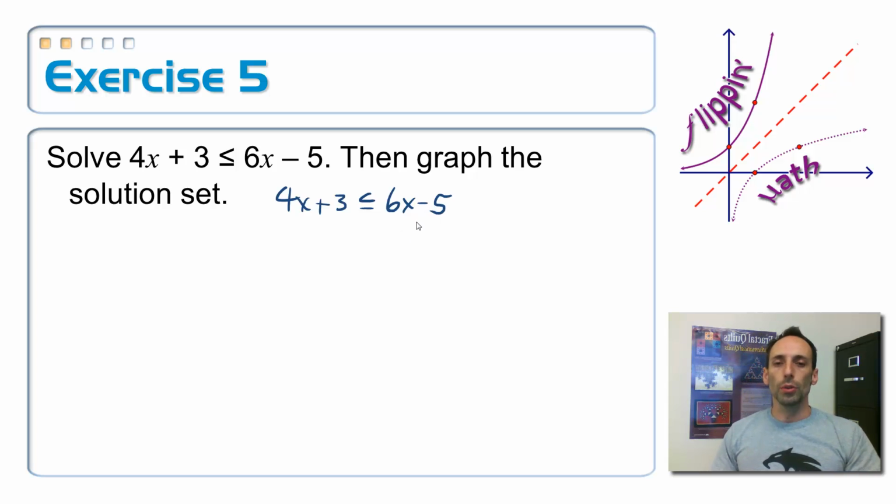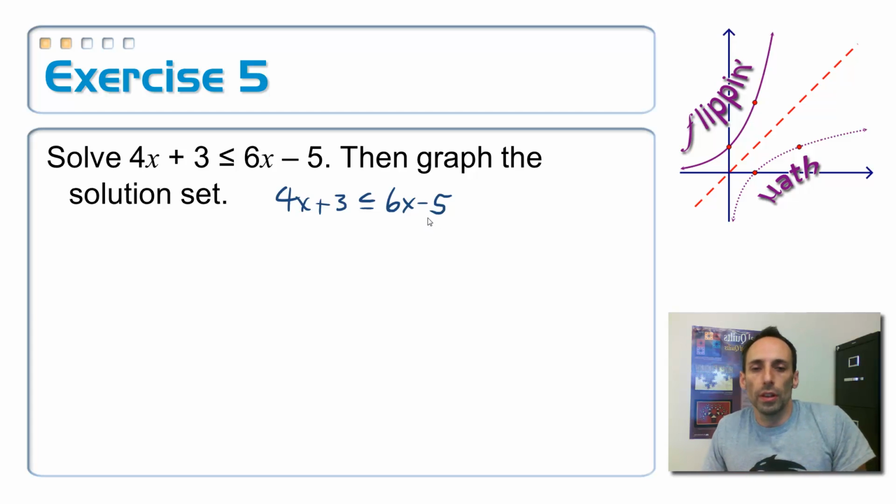Okay, I know that I need to get x's on one side, so you pick. I usually like to keep things on the left side. What about you? Like the variable? Okay. So maybe I subtract these 6x's over here.